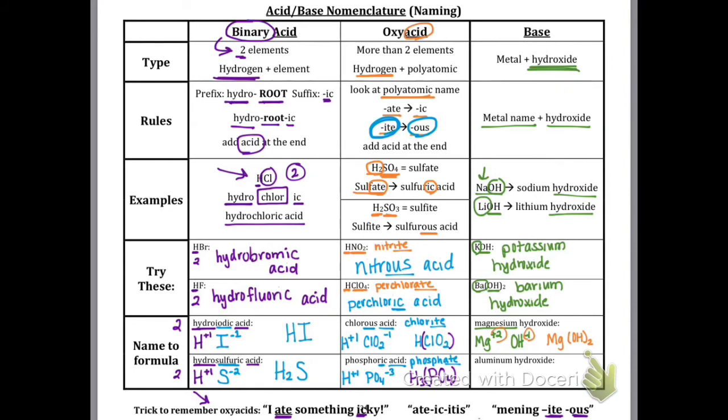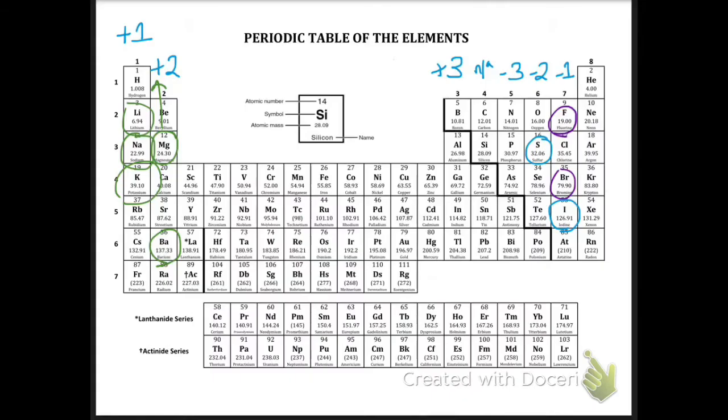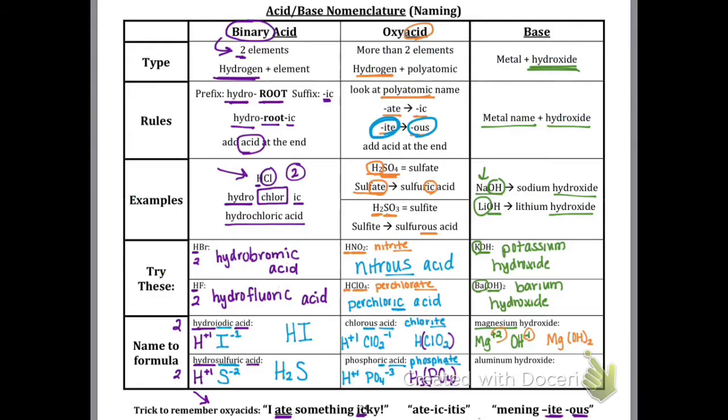Let's try one more. You have aluminum hydroxide. So aluminum is going to be a metal attached to your hydroxide. Aluminum is right here. It's going to lose 3 electrons. So you are going to write aluminum with a positive 3 charge. Hydroxide always is the same. It's the OH with a negative 1 charge. And you're going to ask yourself, how many of each do I need to cancel out my charges? I'm going to need 3 of these to cancel out 1 of these. So it's going to become Al, OH, and I need 3 of those.